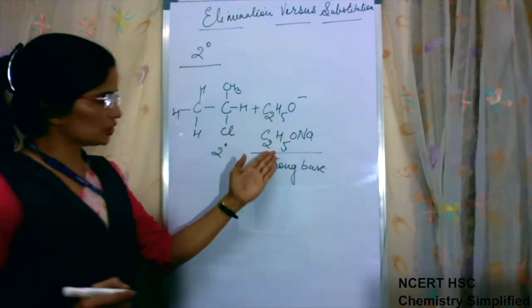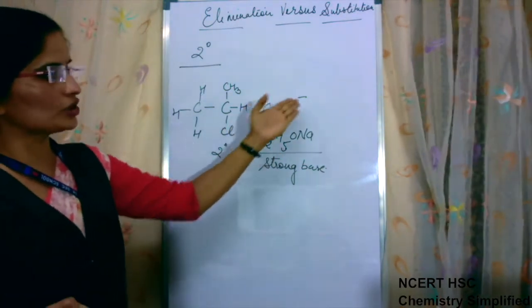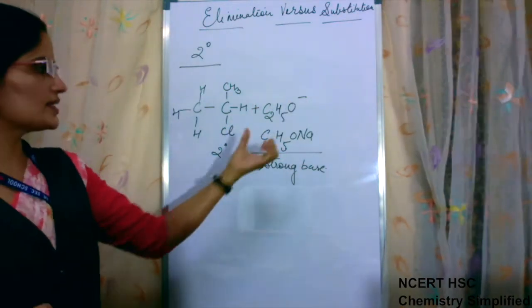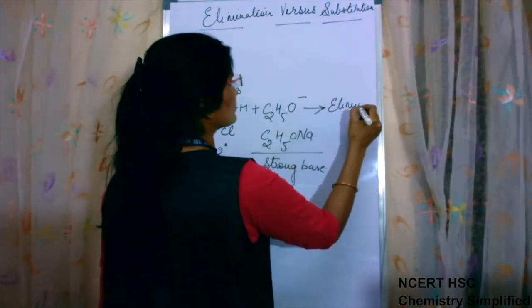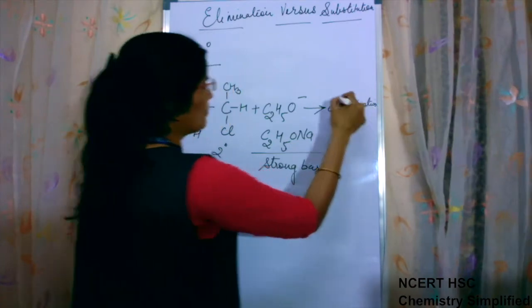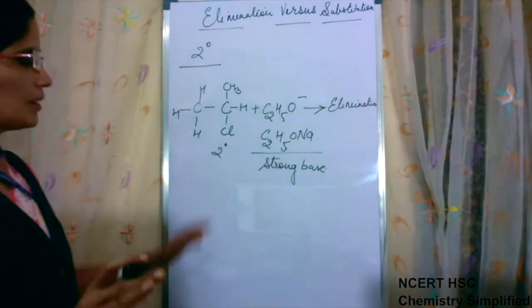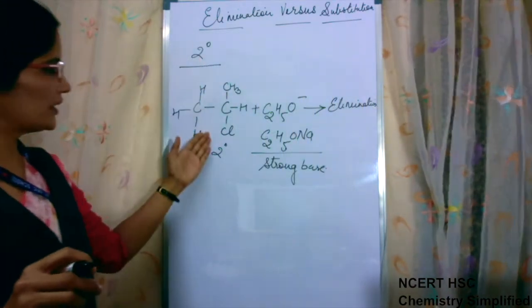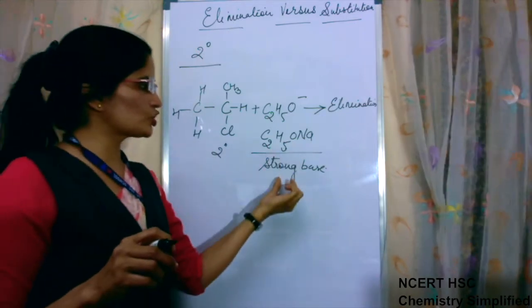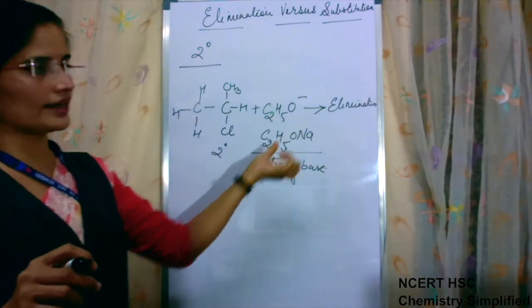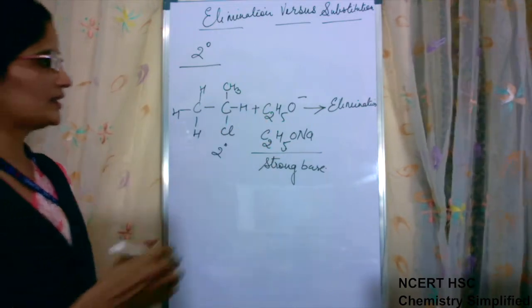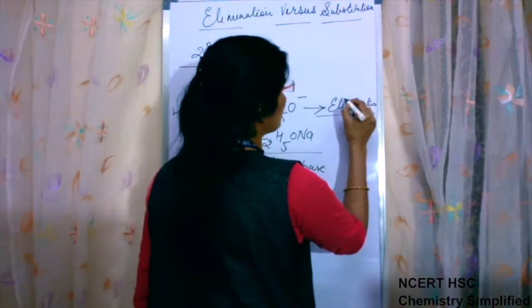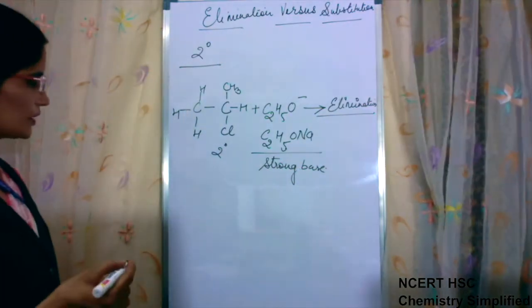So if sodium ethoxide, which in turn gives ethoxide ion, is used as a reagent, then 2 degree will undergo elimination. Complete reactions we need not write, but you should know that if a 2 degree alkyl halide is treated with a strong base like sodium ethoxide, you have to remember the name of only this base, sodium ethoxide, then the product will be an elimination product.